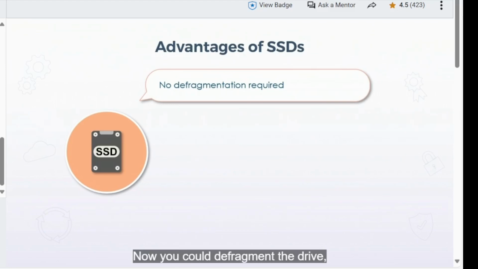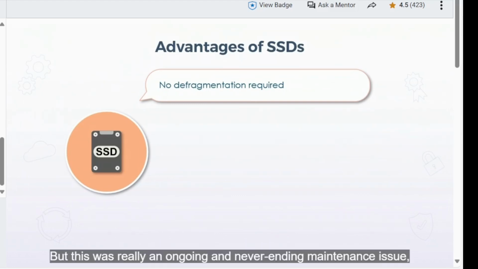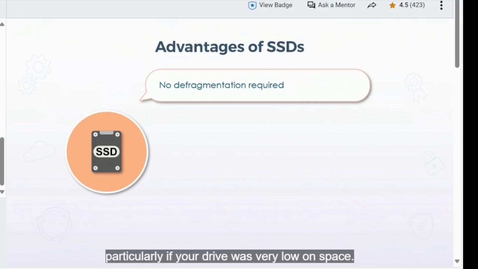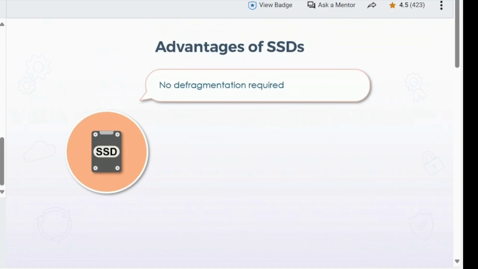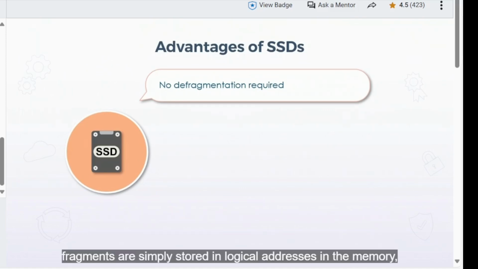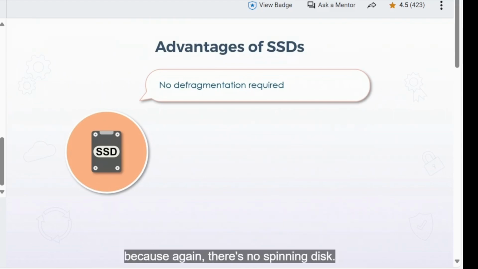Now, you could defragment the drive, which effectively reordered everything so that all clusters of a file were at least all very close to each other. But this was really an ongoing and never-ending maintenance issue, particularly if your drive was very low on space. But with solid-state drives, fragments are simply stored in logical addresses in the memory, and one address is really no different than any other because, again, there's no spinning disk. The system need only know what the address is, so fragmentation becomes virtually irrelevant.